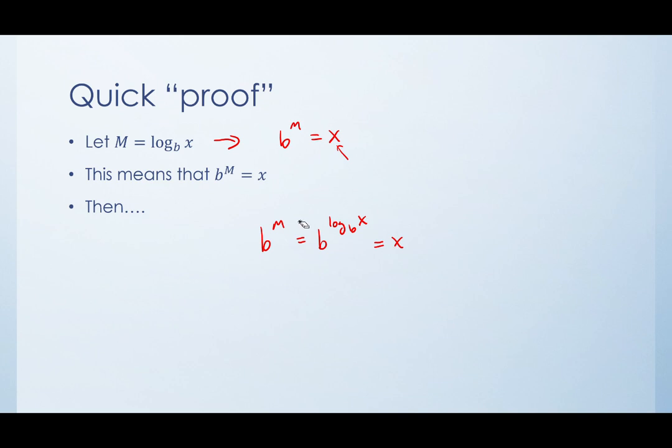I wrote over it, so I'm going to write this down a little bit further, right? So we would have b to the m would be b to the, what was m? Log base b of x. And we know b to the m is equal to x. So there's our proof. There's nothing to it. All right, next video we'll talk about, I think, our product rule.